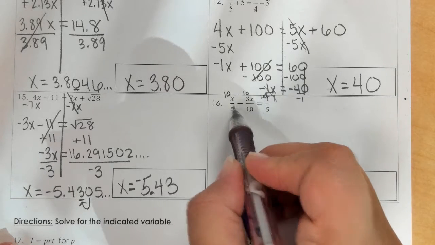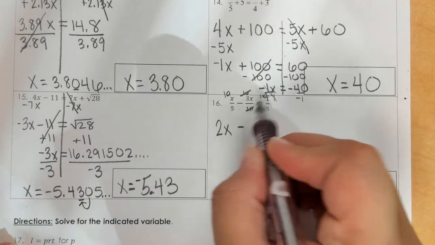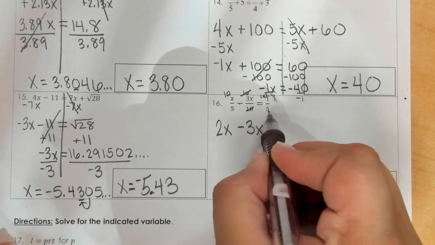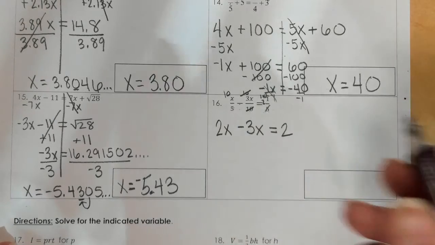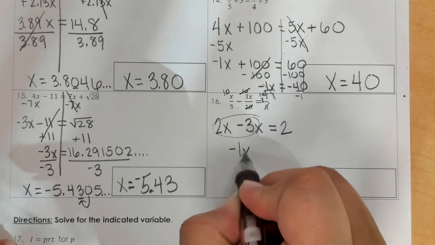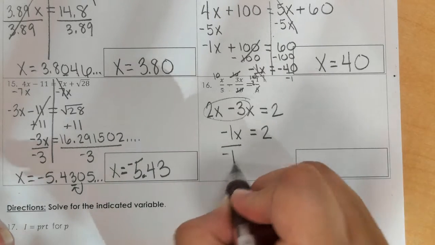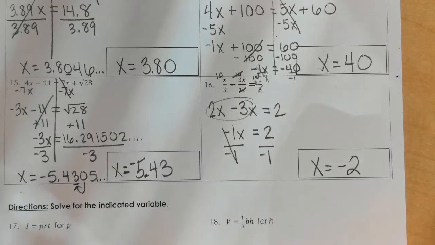Now, 10 divided by 5 is 2. Bring my x down. These 10s cancel, so it's just minus 3x. 10 divided by 5 is 2, and 2 times 1 is 2. So here, if I combine my like terms, I get negative 1x equals 2. Divide by negative 1, and x is negative 2.